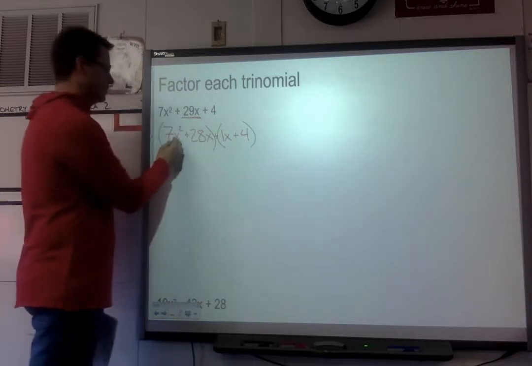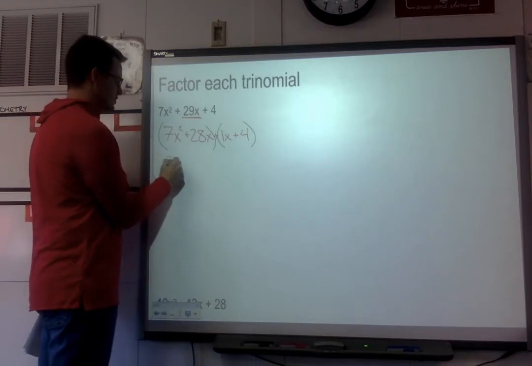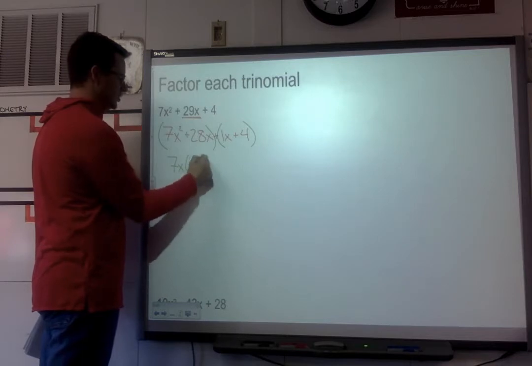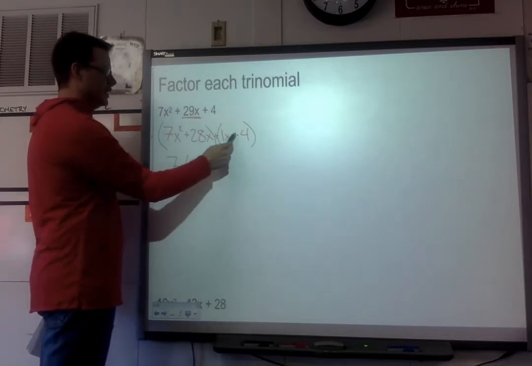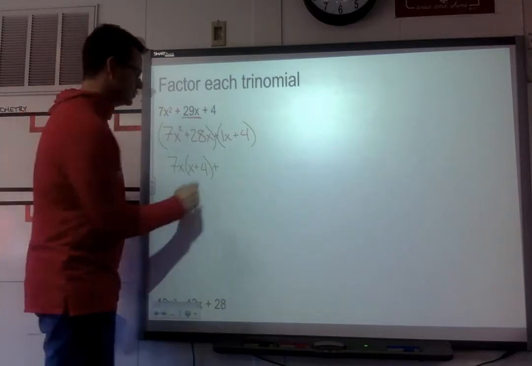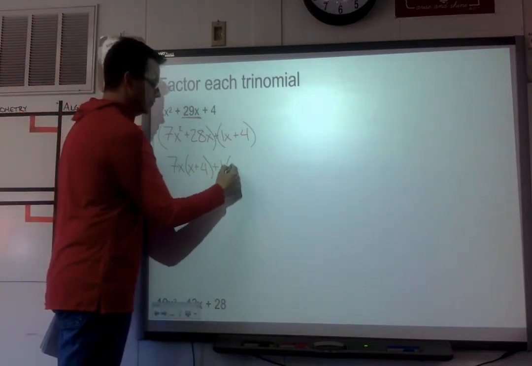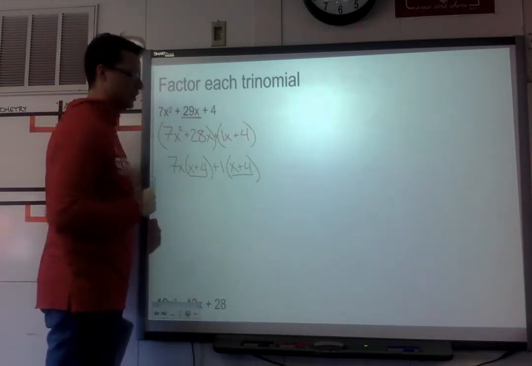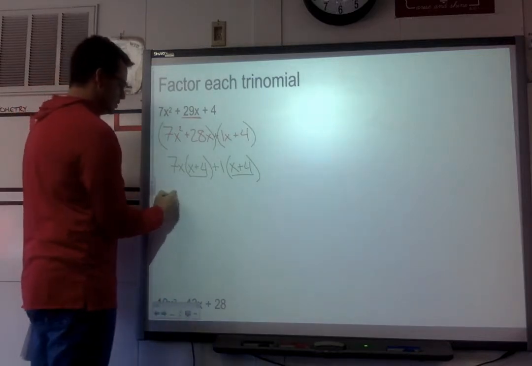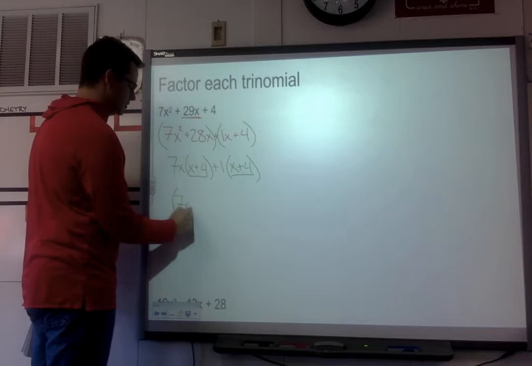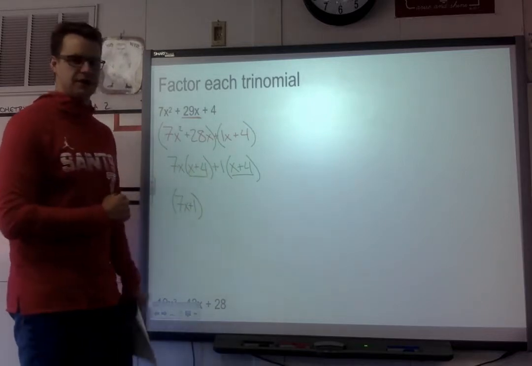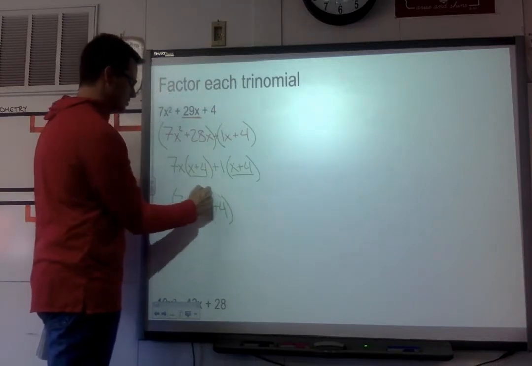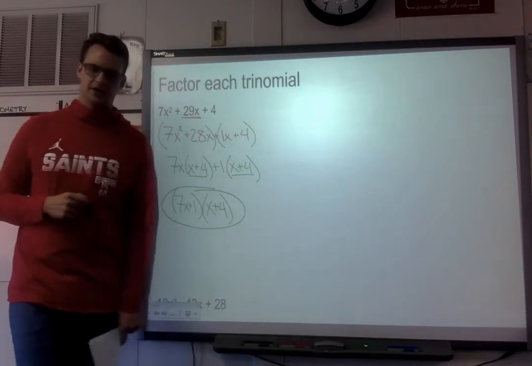So this first one, 7x squared plus 28x, I can take a 7x out of that group, and I'm left with x plus 4. My second one, 1x plus 4, the only thing I can factor out of that is a 1, and I'm left with x plus 4. Again, with grouping, you always want to make sure whatever is in the parentheses is the same. So then I'm going to have my two binomials. First one is everything outside the parentheses, 7x plus 1. Second one will be x plus 4. And there's our answer right there.